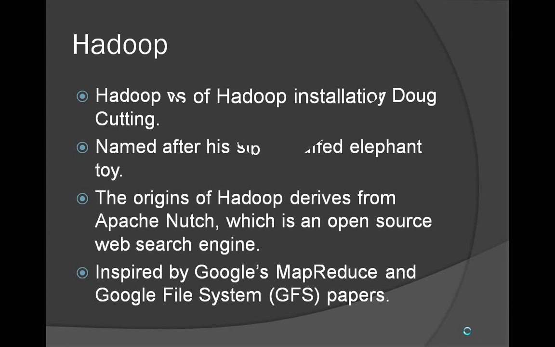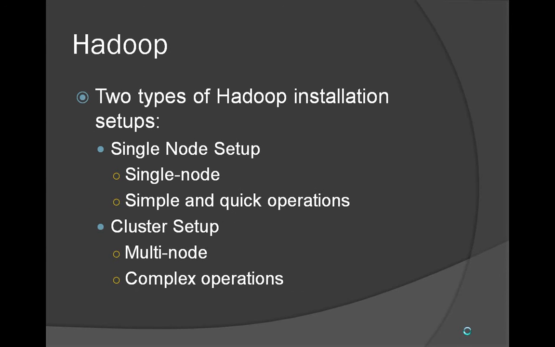There are actually two types of Hadoop installation setups, single node setup and cluster setup. The single node setup allows the user to set up and configure a single node Hadoop installation for simple and quick operations. The cluster setup is for multi-node installation and is a bit more complex compared to the single node setup.